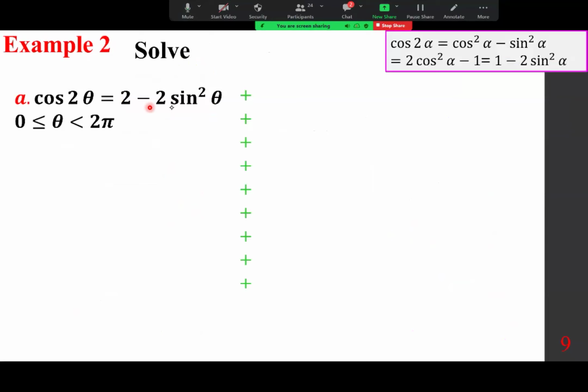So cosine 2 theta is 2 minus 2 sine squared theta, and theta is somewhere between 0 and 2 pi. Okay, so in the first complete revolution. All right, so let's change cosine 2 theta. Since the right side involves sine squared, then we have 3 choices. We are choosing 1 minus 2 sine squared because this one has it. And so what happens?